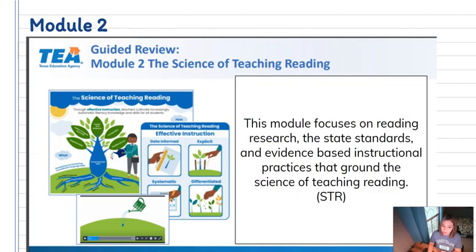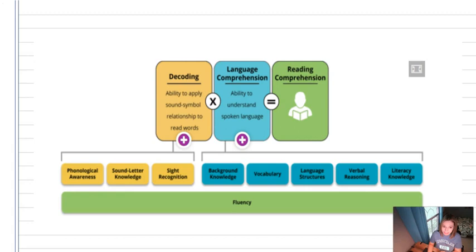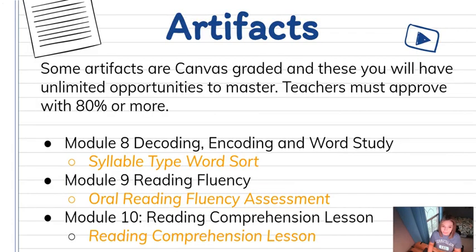In Module 2, you'll learn about the science of teaching reading. And this is super important: decoding plus language comprehension equals reading comprehension. You'll see artifacts in modules 8, 9, and 10 as well. But modules 8, 9, and 10 are in Canvas, and they will be graded in Canvas.